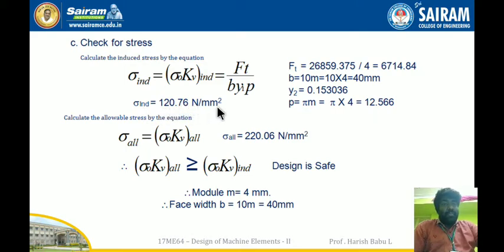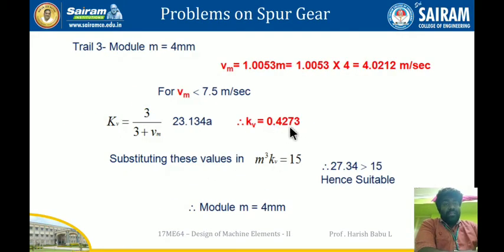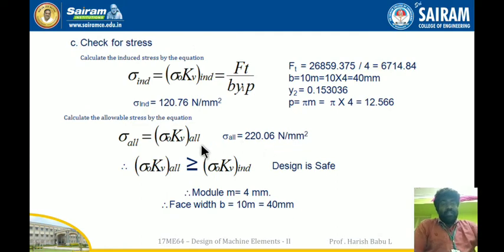Newton per mm square. Now calculating the allowable stress: sigma allowable equals sigma naught kV. Sigma naught is nothing but the allowable stress given in the problem. The kV value which you have already calculated in the previous step, I consider that and substitute it over here. So sigma allowable will be equal to 220.06 Newton per mm square.